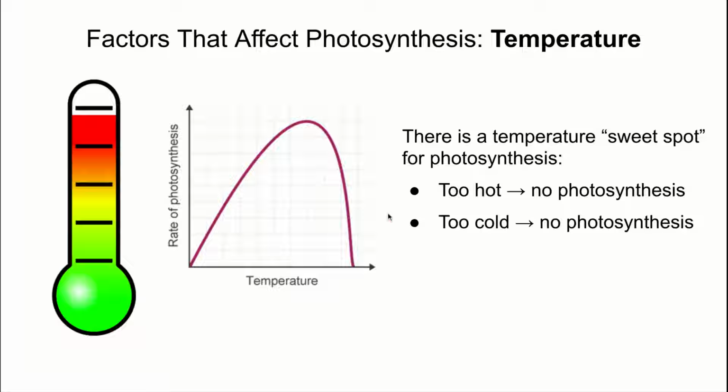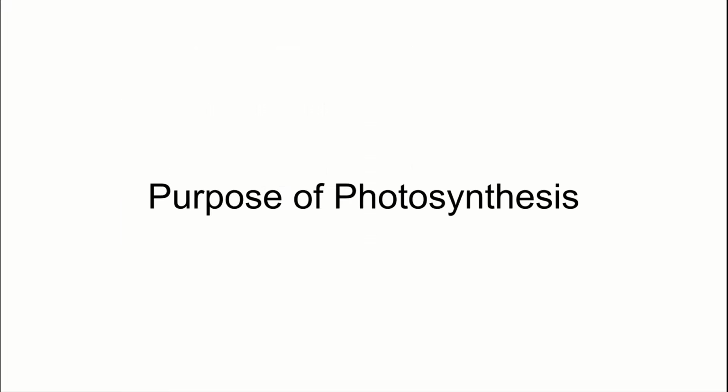So think about what this means for photosynthesis in different biomes. What season would there be more photosynthesis in, less photosynthesis in? What about in a tropical desert where it's super, super hot? What about in the Arctic tundra where it's really cold? How does this affect the rate of photosynthesis? It's an interesting question.